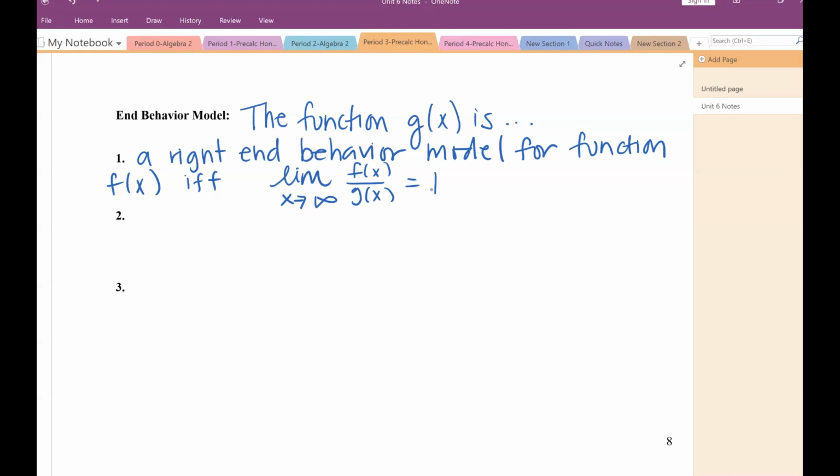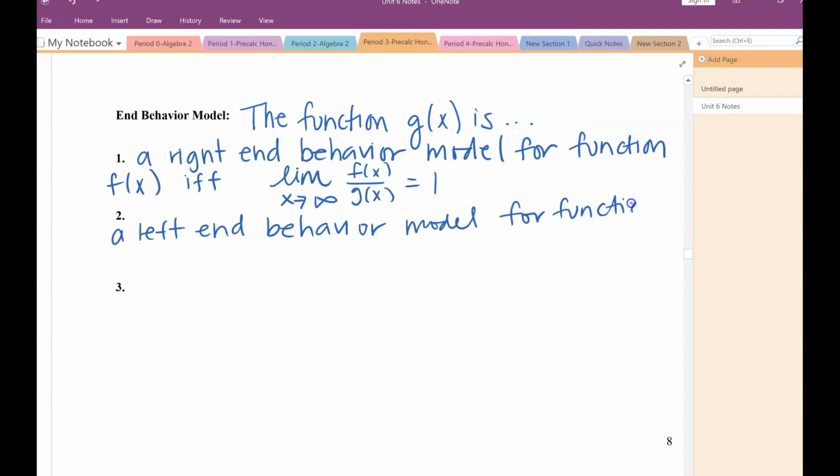So g of x is a left end behavior model for function f of x if and only if the limit as x approaches negative infinity of f of x divided by g of x equals 1 again.